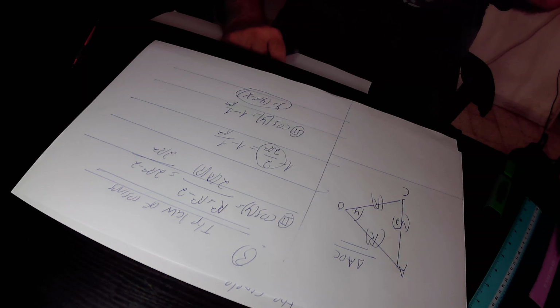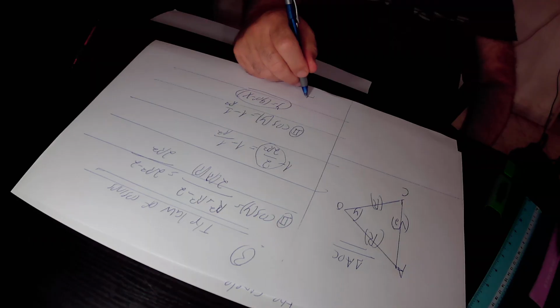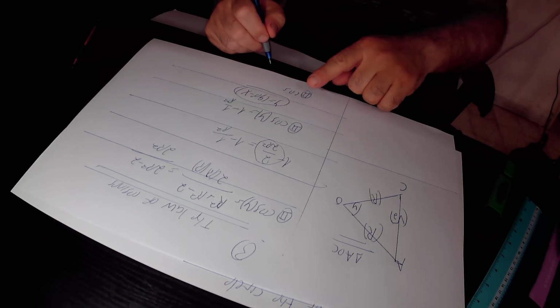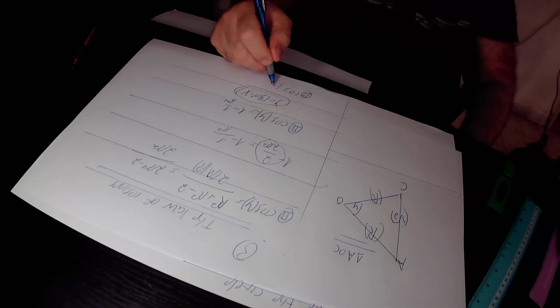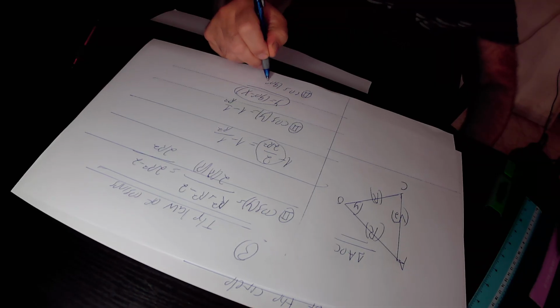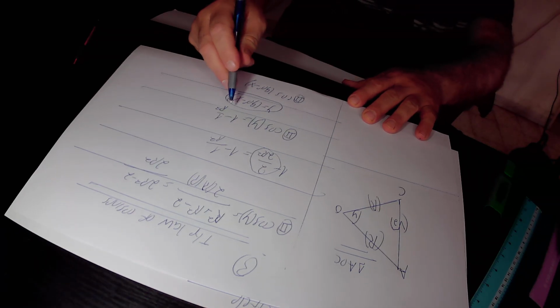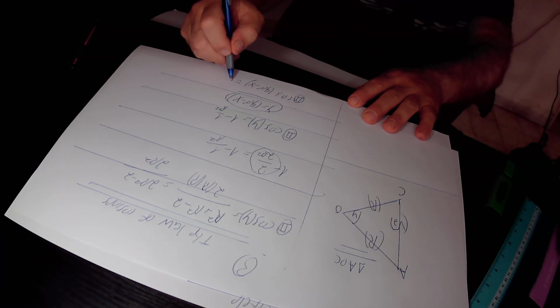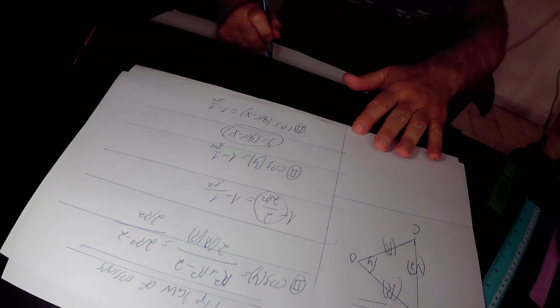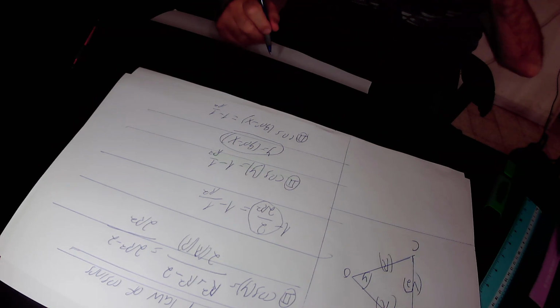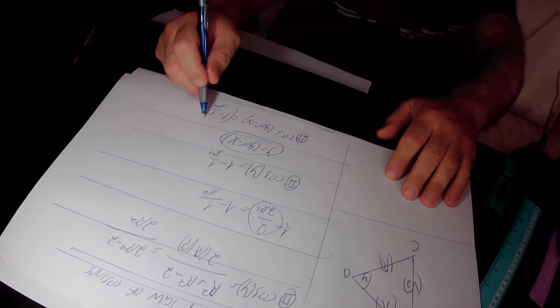We will do it now, and we get that we have cosine y, and y is 90 degrees minus 6. So cosine 90 degrees minus 6 equals 1 minus 1 over r squared. So according to equation 2, cosine 90 degrees minus 6 equals 1 minus 1 over r squared.